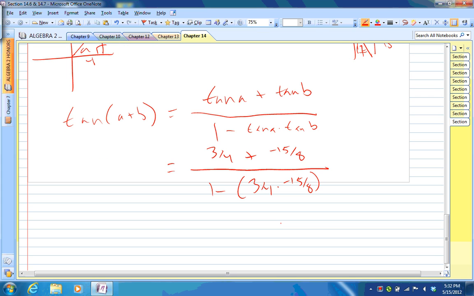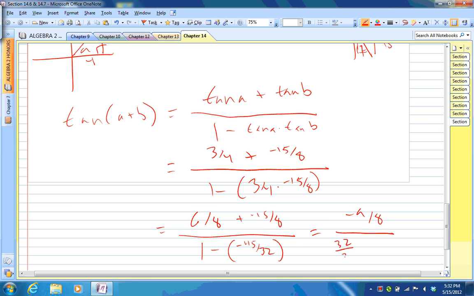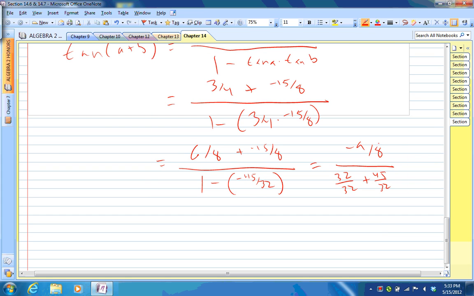And then we just work it out. There'll be 6/8 plus negative 15/8 over 1 minus, that'll be negative 45 over 32. Continue cleaning this up. You should get negative 9/8 up top. Down below, you have minus negative, so it becomes positive. And 1 you could turn to 32 over 32 plus 45 over 32. So in this case, it just becomes fraction arithmetic. So you get negative 9/8 over 77 over 32.